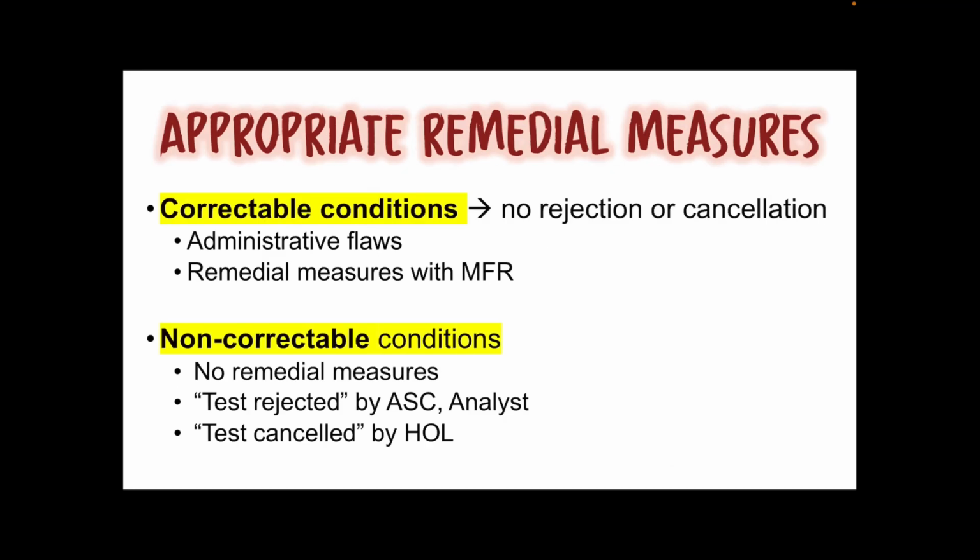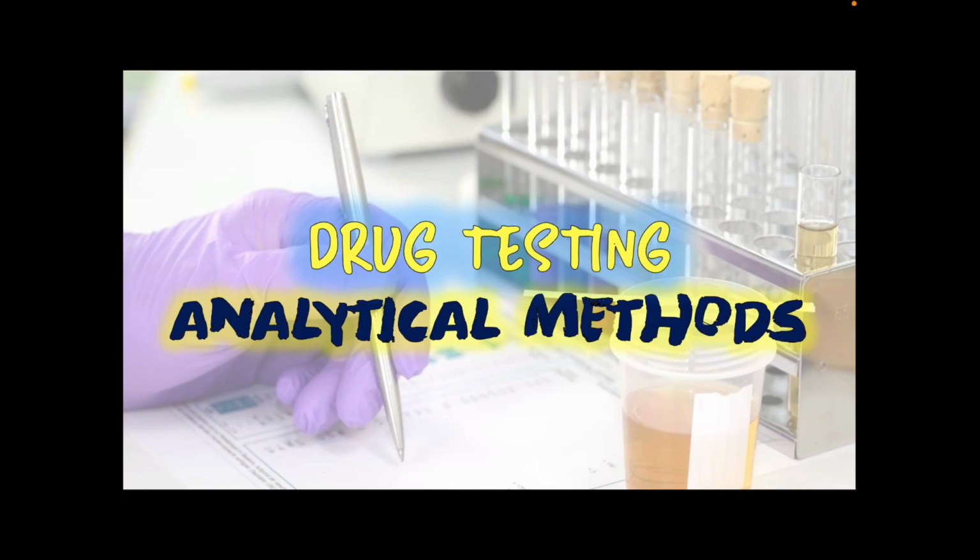For correctable conditions, there will be no rejection or cancellations of tests. So this again may be because of administrative flaws or remedial measures with MFR. For non-correctable conditions, there will be no remedial measures. So the test is rejected either by ASC or analyst, or the test is cancelled by the head of the laboratory. Now let us have the analytical methods for drug testing.